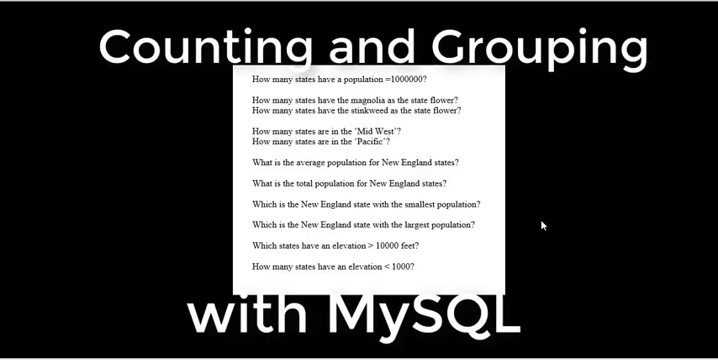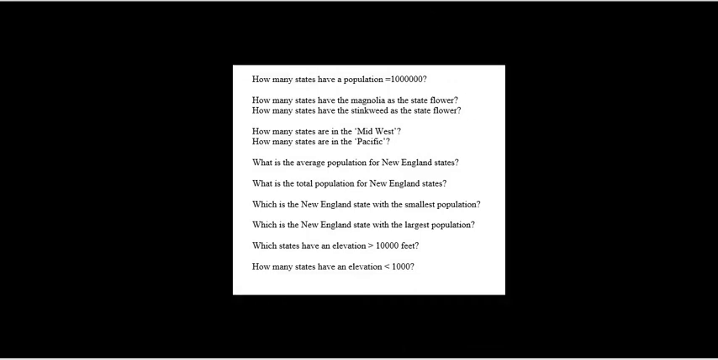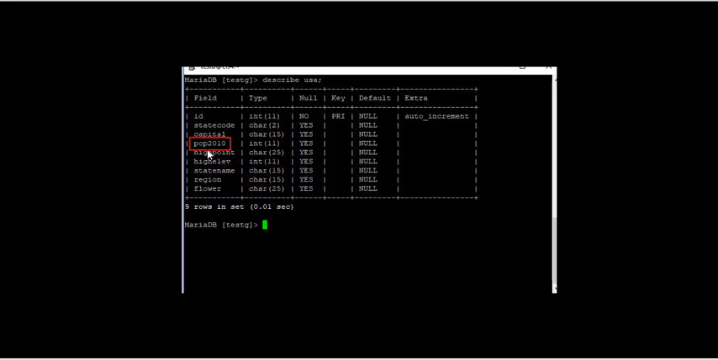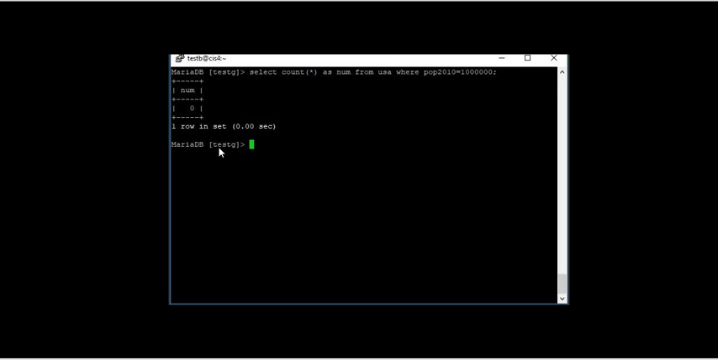We're going to look at the USA data table and have a bunch more questions for it. So we're going to begin with how many states have a population equal to 1,000,000. Of course, how many tells us we're looking for a count. Population, that's not the field name, it's something different, and we just got to remember we're talking about equals. So what is that field? It's really Pop 2010.